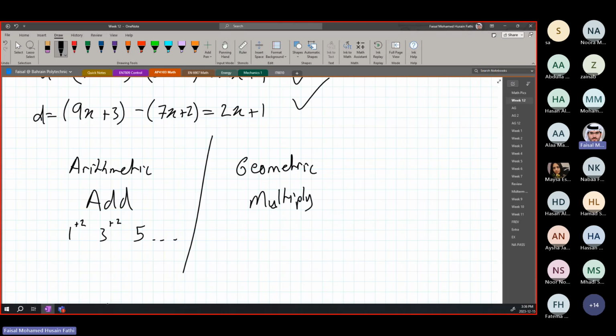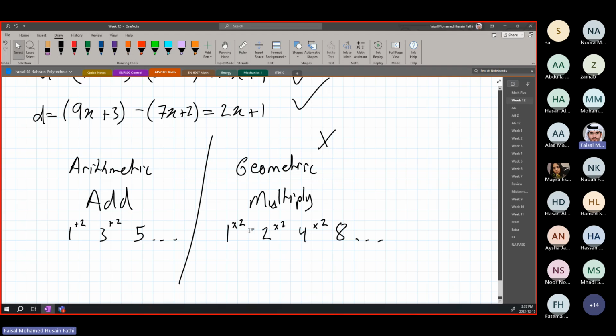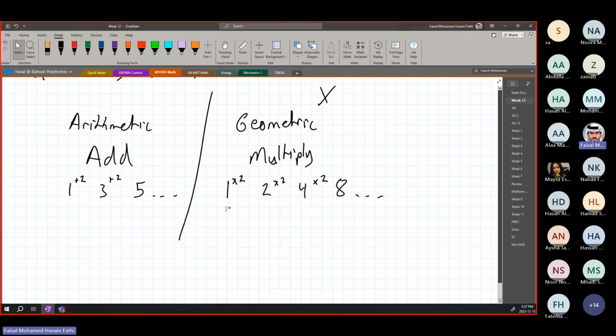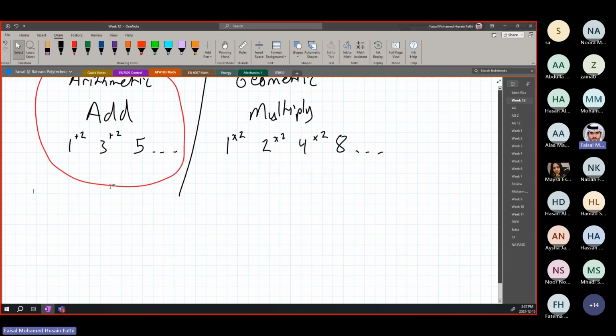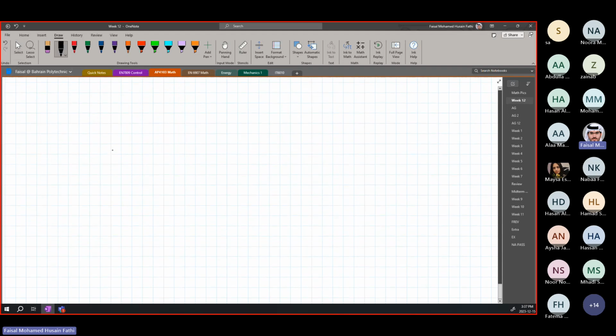You don't need to know about this, okay? You don't need to know about this, but just so you have an idea. For example, 1 times 2, that's 2, times 2, that's 4, times 2, that's 8. This is what the geometric sequence is. You don't have this in the exam, just because someone asked, I wanted to answer this question. Okay? You will not have a geometric sequence in the exam. You need to only focus on the arithmetic sequences, which is adding. Okay? Let's move on to the sigma notation.